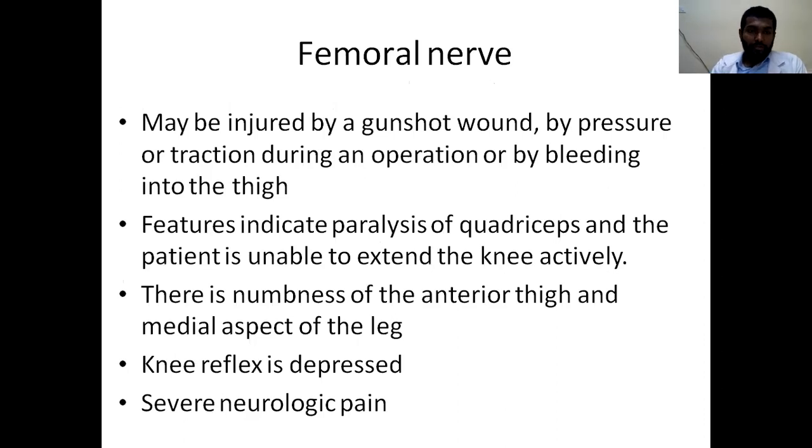Now your femoral nerve, it might be injured by a gunshot wound, by pressure or traction during surgery, or by bleeding in the thigh. Now features indicate paralysis of the quadriceps muscles and the patient is unable to extend the knee. There is numbness of the anterior thigh and medial aspect of the leg, anterior-medial numbness. Now the knee reflex is present, but it is depressed. There is severe neurological pain in femoral nerve injury.